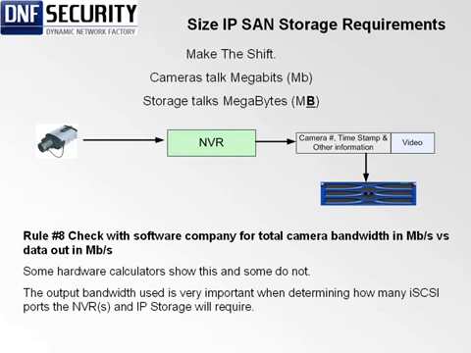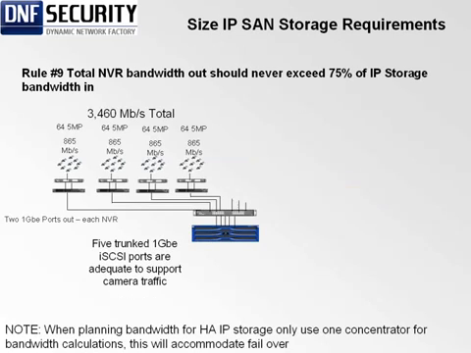So you need to understand you can't always use the camera bandwidth number as a direct correlation to your storage bandwidth requirements. You'll see on a lot of the manufacturers' camera specifications a difference between the bandwidth the cameras use. Even if you divide it by 8 and you see megabytes per second, you'll notice that that number is higher. Always use the storage bandwidth number when trying to calculate how much iSCSI bandwidth you need. Okay, rule number 8, check with the software company for total megabytes in versus out. Rule number 9, total NVR bandwidth out should never exceed the Dick Cicchini standard, okay, it's really an industry standard, of 75%.